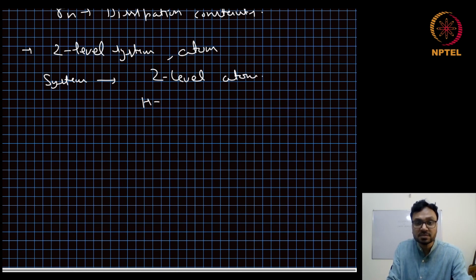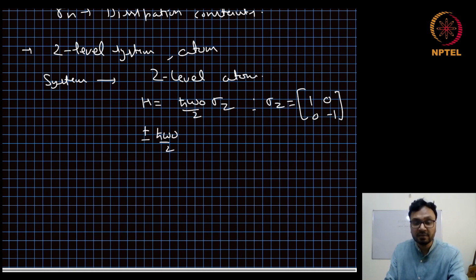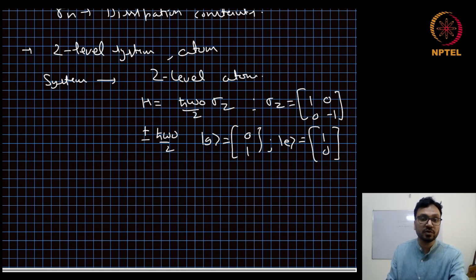The Hamiltonian of such a system is given by h bar omega naught over 2 sigma z. Let me remind you, sigma z is a 2 by 2 matrix, (1 0; 0 -1). So the eigenvalues are plus minus h bar omega naught over 2, and the eigenvectors are g, which is (0 1), and e, standing for excited state, which is (1 0). So e corresponds to h bar omega naught over 2 energy, and g corresponds to h bar omega naught over 2 with a negative sign.